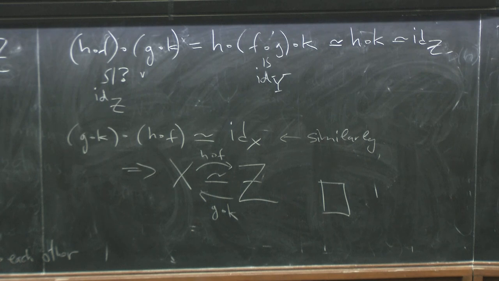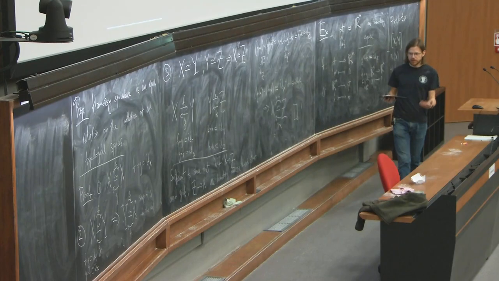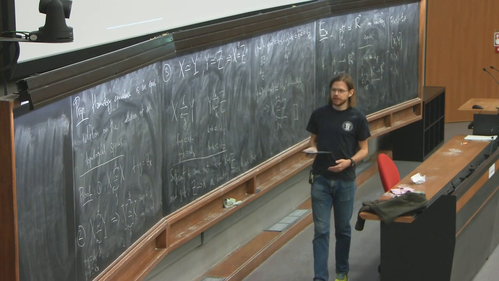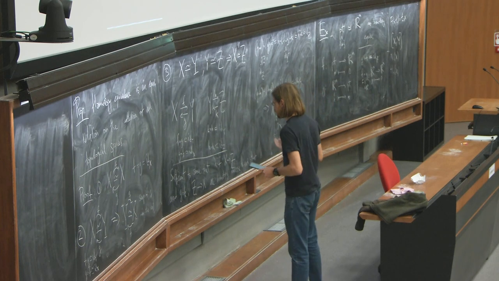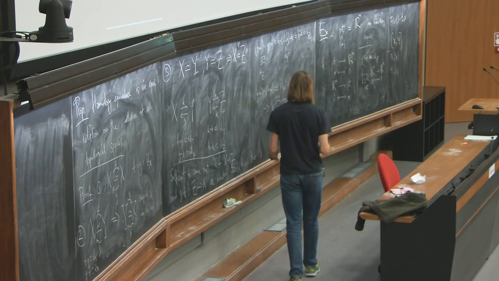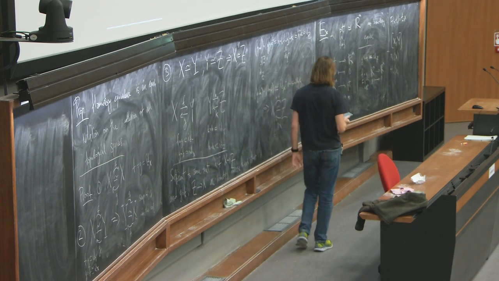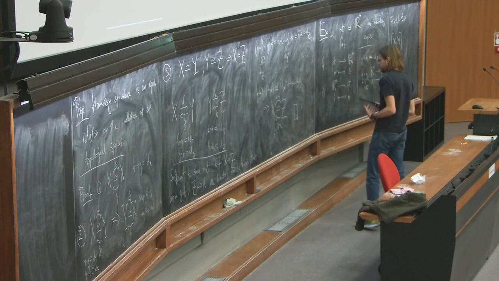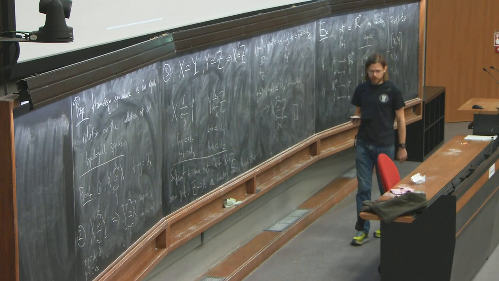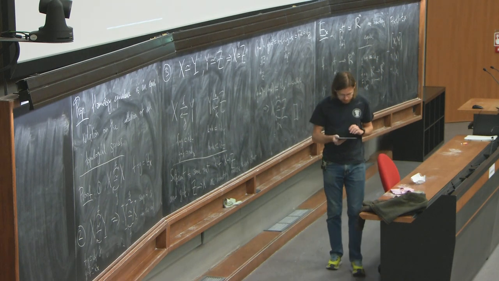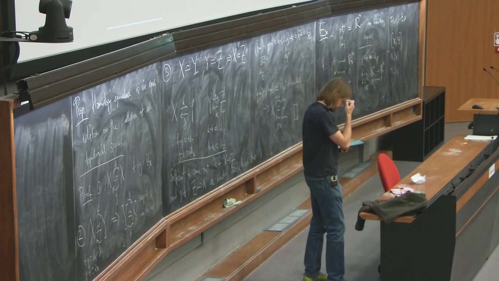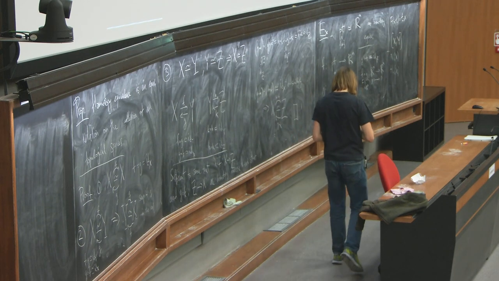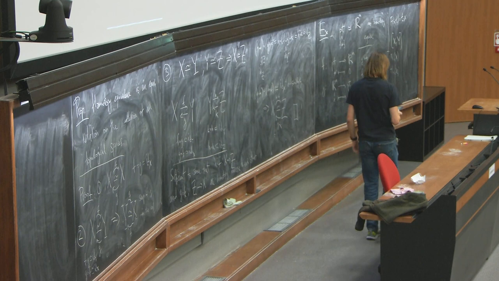The main property, regarding what we are actually going to use many times and which is very useful, is that if two spaces are homotopy equivalent to some third space, then they are themselves homotopy equivalent. Any questions?